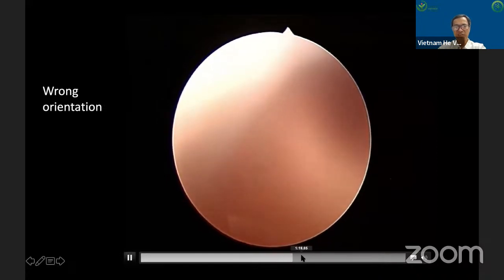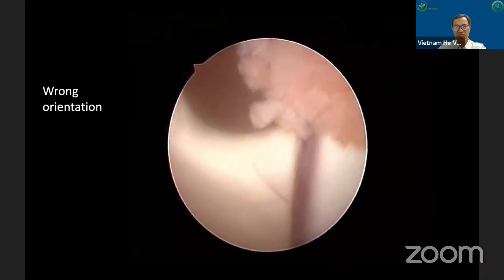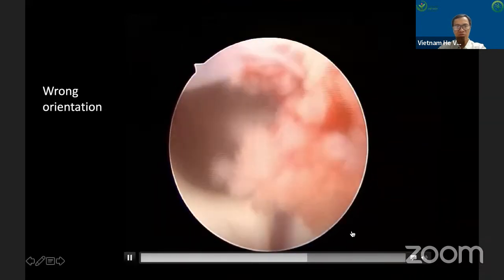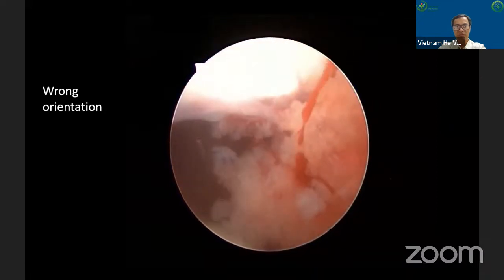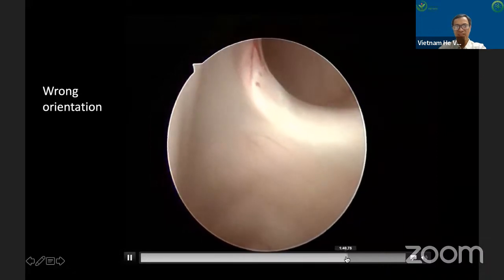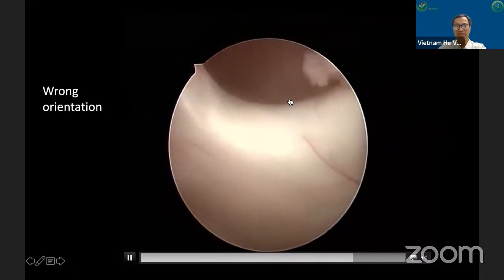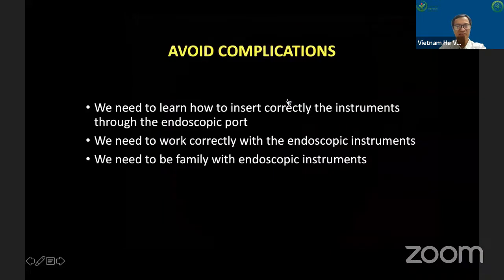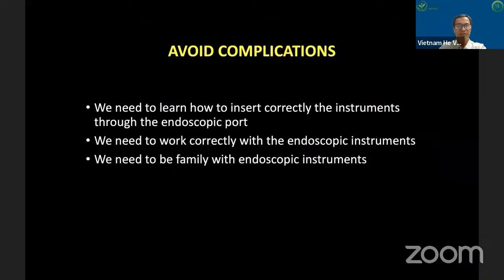If the young doctor doesn't do the correct orientation, and there's bleeding, it takes a long time for everything, and he puts on the fornix, it's dangerous. To avoid complications, we need to learn how to insert the instruments correctly into the endoscopic box. We need to work correctly with endoscopic instruments, and we need to be familiar with endoscopic instruments.